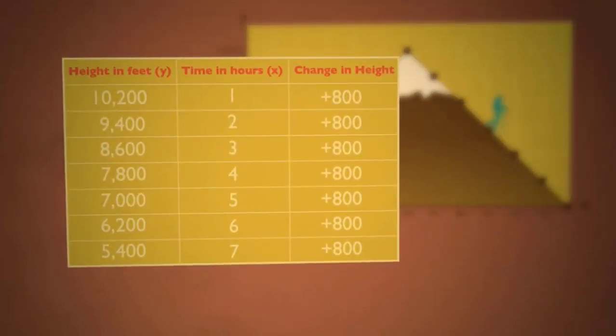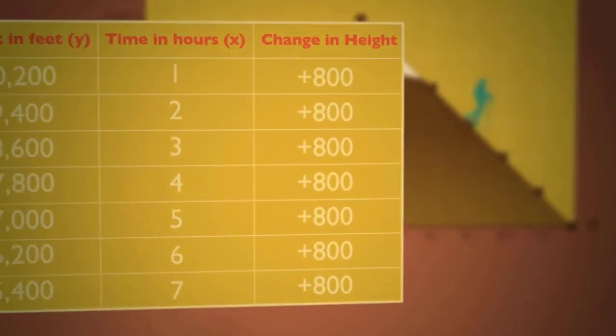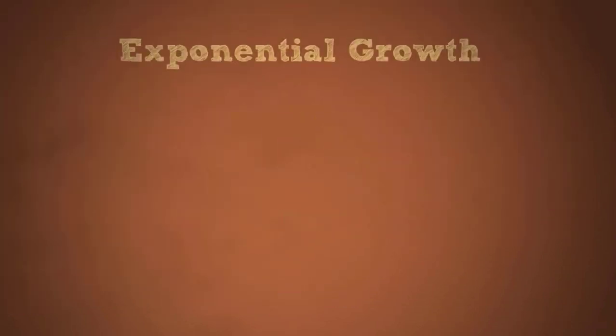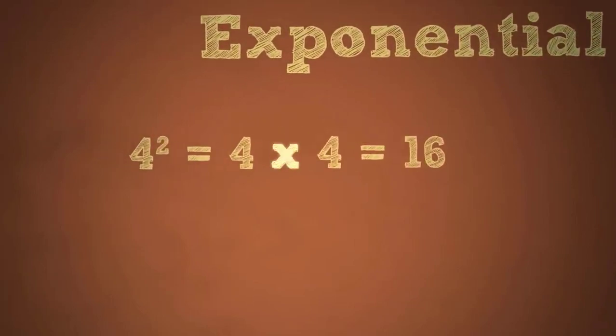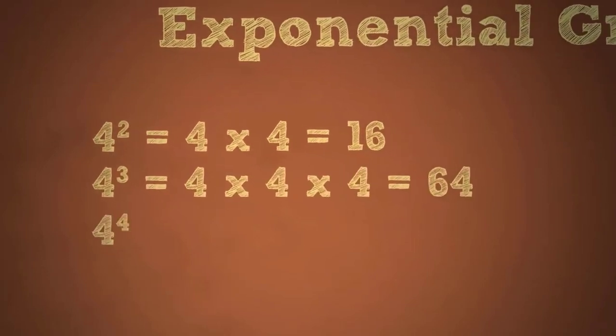Linear growth is based on repeated addition. In this example, 800 feet are added every hour. In other words, the rate of change is constant. Exponential growth is slightly more complicated because instead of repeated addition, it is based on repeated multiplication. In the world of math, we show repeated multiplication by using an exponent. For example, this is 4 raised by the exponent 2, which means 4 times 4. So with exponential growth, you have something being multiplied over time.